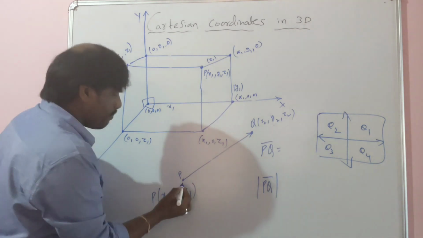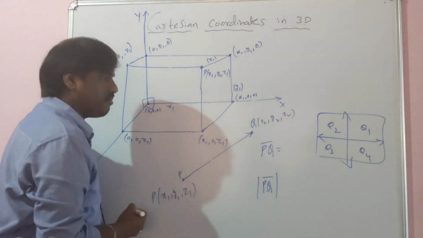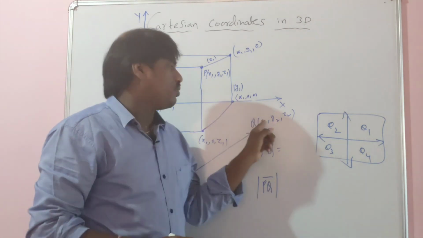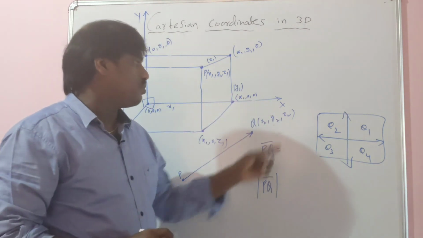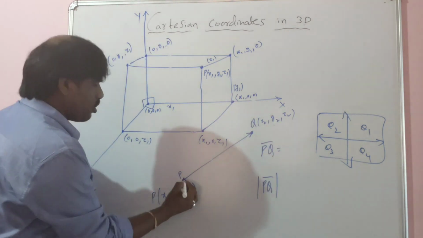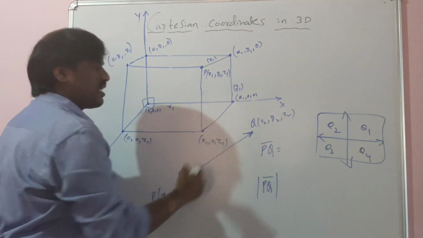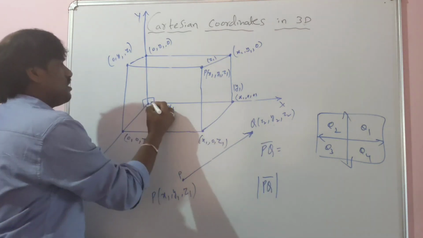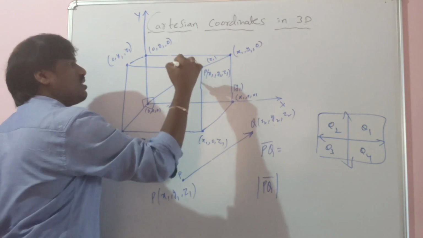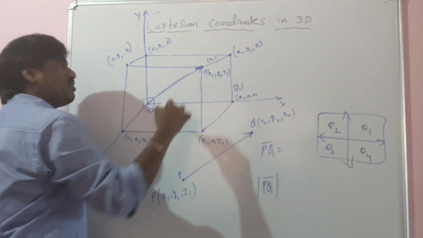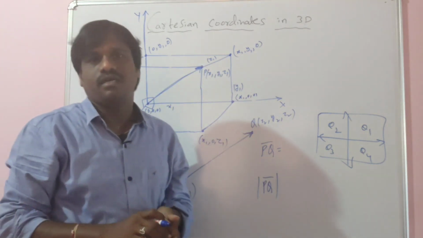So if I take a point P (x1, y1, z1) and another point Q (x2, y2, z2), these are the 2 points. If I join P and Q, this is the PQ vector. That's what I am saying. This is the OP vector. So vectors in 3D have a connection, right?